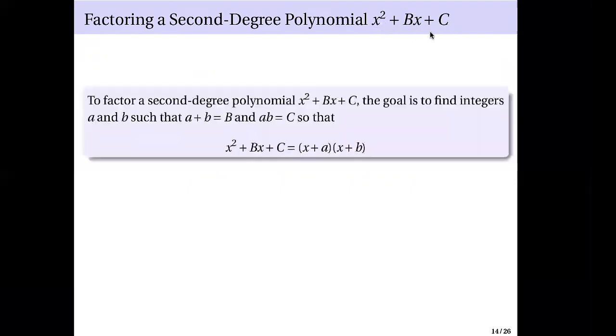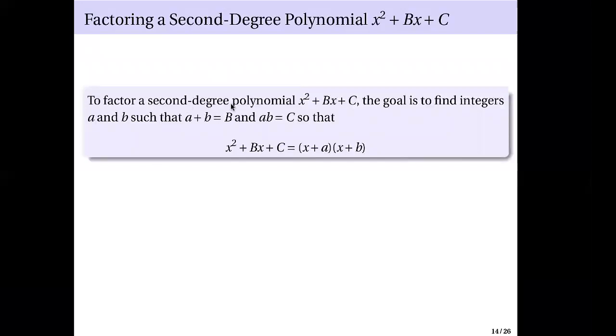Next method, factoring a second degree polynomial. This method here is a bit easier compared to factoring by grouping. Okay, I mentioned earlier that when you do factoring by grouping, I wrote the decomposition of the middle part. But what if I simplified that? Meaning we only see this form here. Okay, so this is what we're going to do.